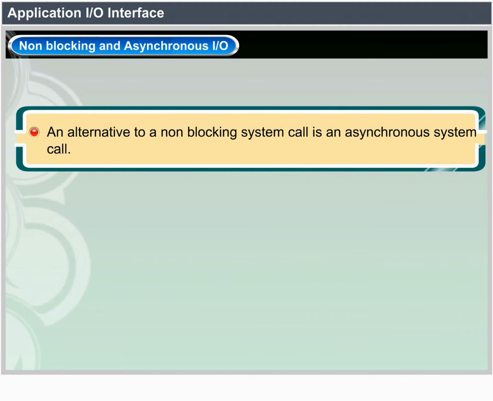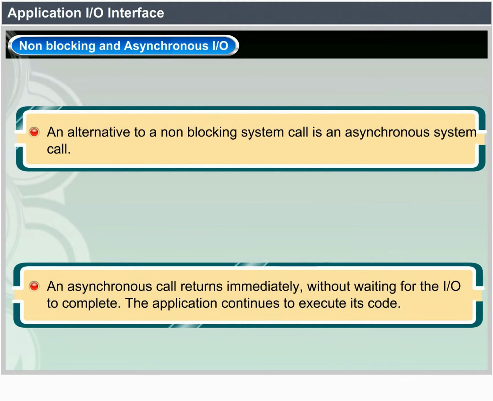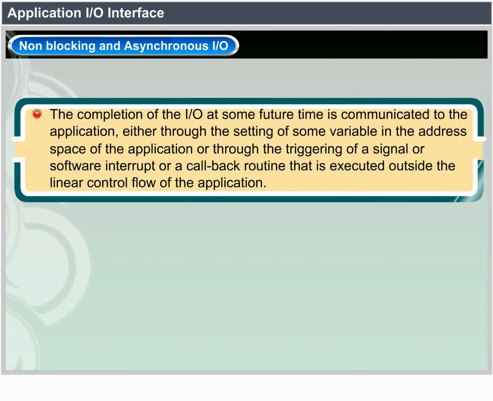An alternative to a non-blocking system call is an asynchronous system call. An asynchronous call returns immediately without waiting for the input-output to complete. The application continues to execute its code. The completion of the input-output at some future time is communicated to the application either through the setting of some variable in the address space of the application or through the triggering of a signal or software interrupt or a call back routine that is executed outside the linear control flow of the application.